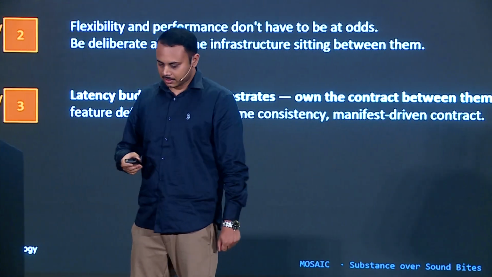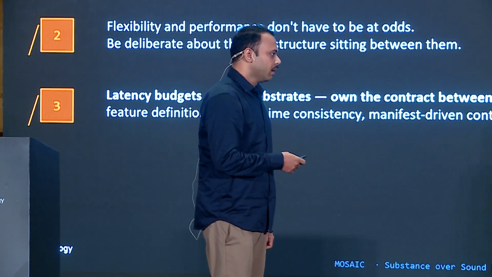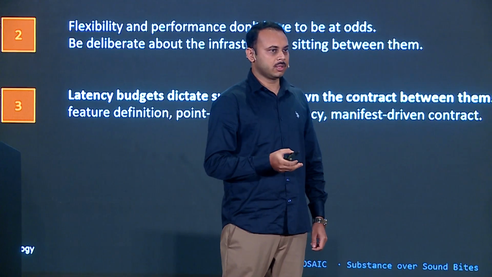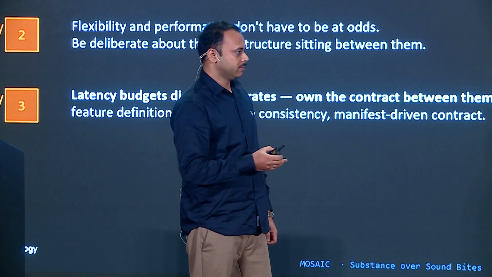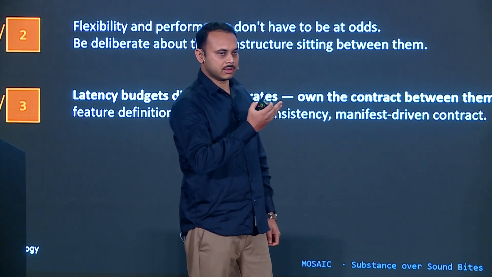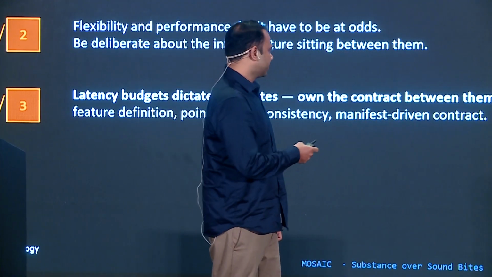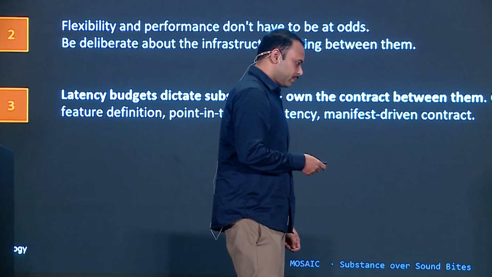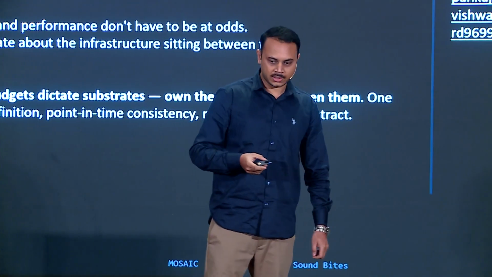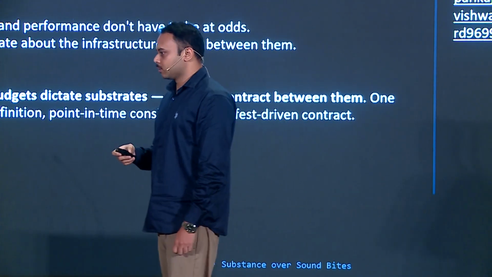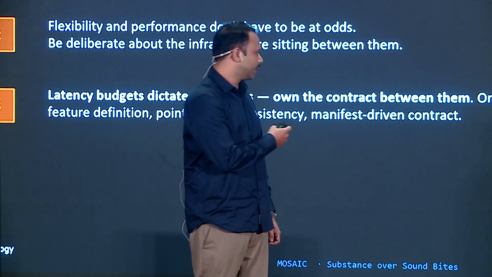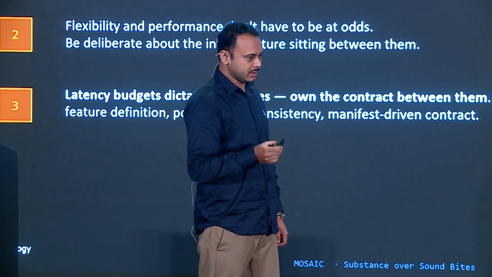Third takeaway is that whenever you design a feature store, you need to take care of multiple substrates. In our case, it is online as well as offline. So it took us some time. It dictates how you are defining the latency and all, but it should provide the one contract, point in time consistency, and it should be manifest driven.